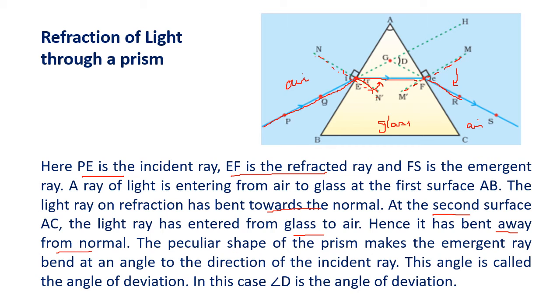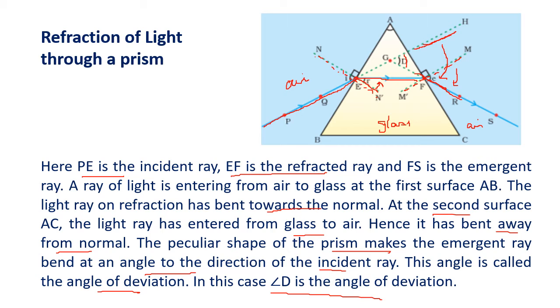Like I said, the shape of the prism makes the emergent ray bend at an angle to the direction of the incident ray. This angle is called the angle of deviation. The light was going like this, incident without the prism, and it has bent till here. So that is the angle of deviation. This is what happens when light passes through a glass prism. Now there are certain conditions here we need to see.